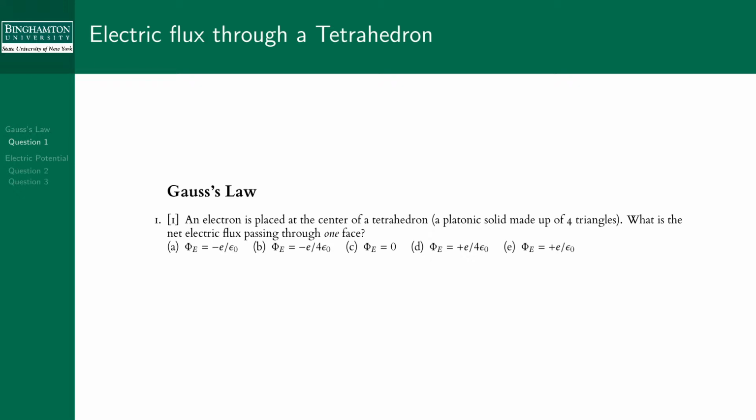Now that we know the total flux and that the flux through the asked face isn't 0, we can use symmetry arguments and counting to get the answer. Because the electron is at the center, no face of the tetrahedron is special. Thus, each face will have the same amount of flux. Since there are 4 faces, each face will allow 1/4 of the total flux. Thus, our answer choice is B, minus e over 4 epsilon naught.